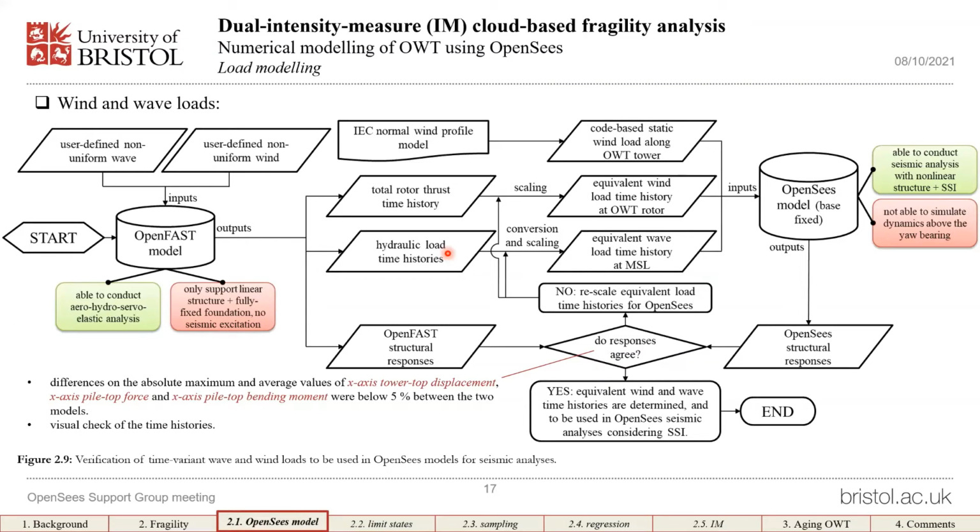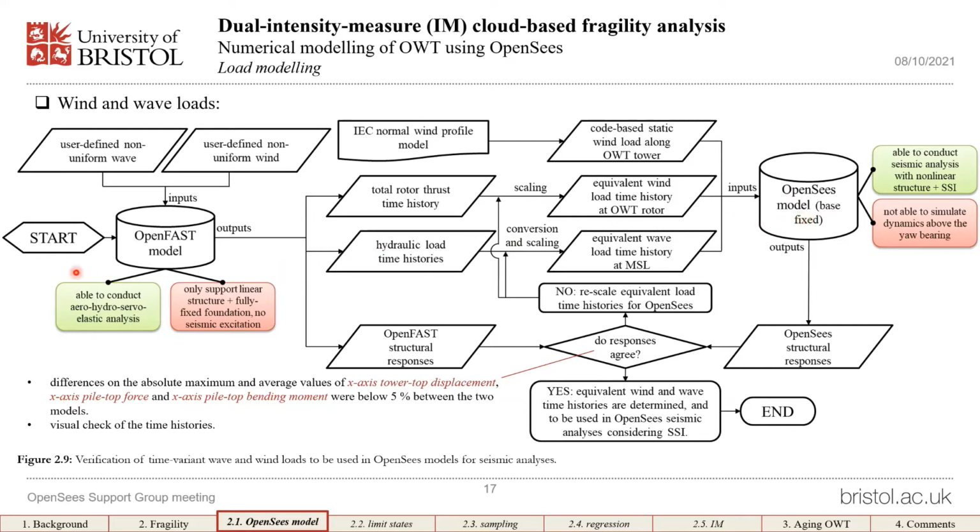Here, the process of modeling wind and wave loads is shown in this flowchart. We had basically 2 models for each combination of wind and wave excitations, one model in OpenFAST software and the other model in OpenSees. OpenFAST is an aero-hydro-servo-elastic simulator, which does not simulate the nonlinear response of the structure, the soil structure interaction, nor the ground motion excitation. So we decided to use it in conjunction with OpenSees.